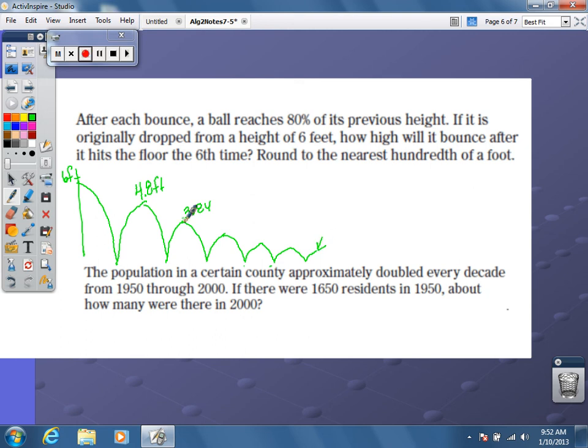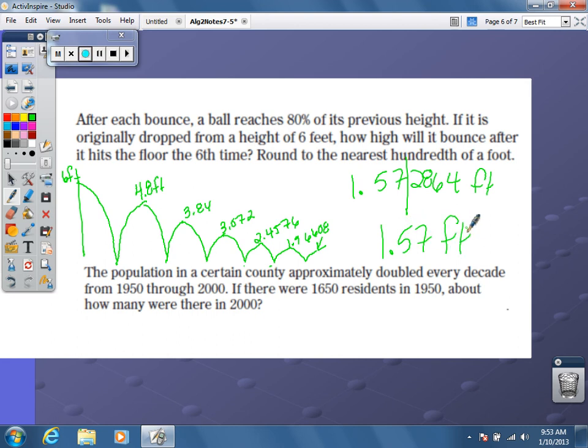Okay, so 3.84 times 0.8, 3.072 times 0.8, 2.4576 times 0.8, 1.96608, and the last one times 0.8. I get 1.57284 feet. They want it to the nearest hundredth of a foot. Okay, 1.57 feet.